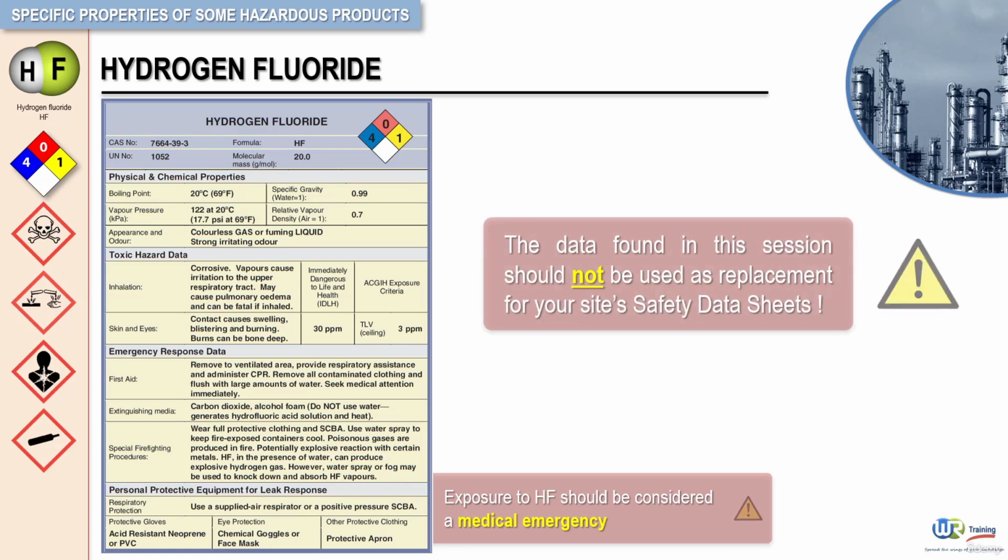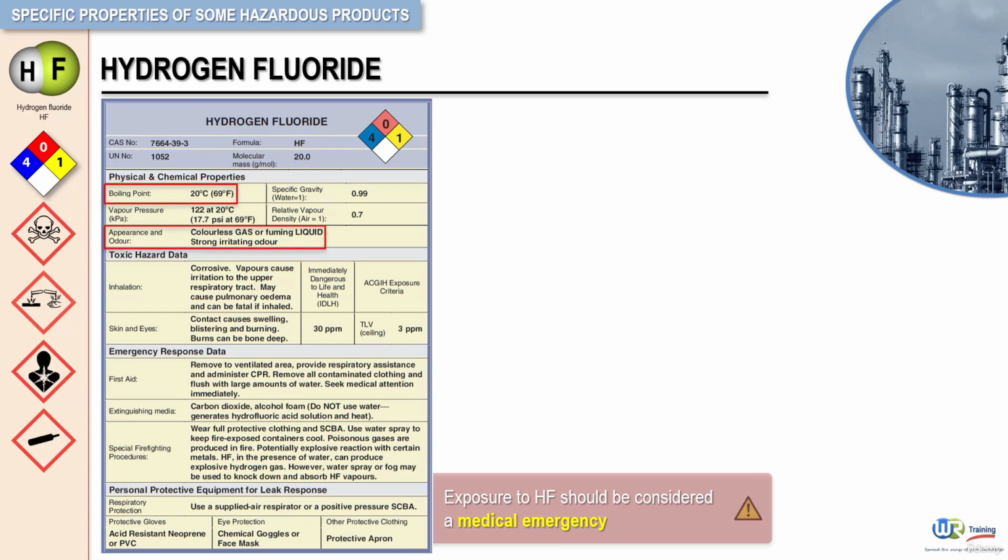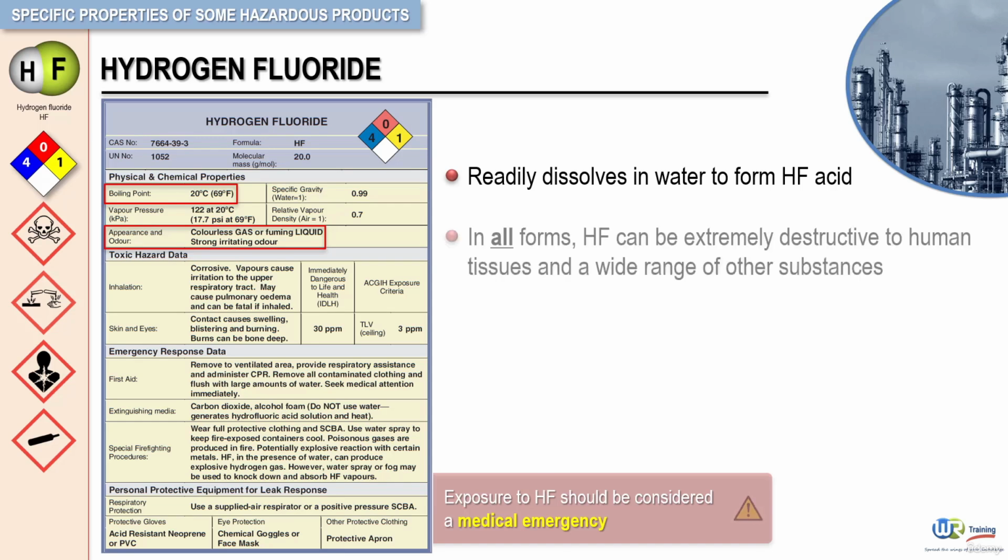safety data sheets. Hydrogen fluoride, or simply HF, is a colorless, corrosive gas above 20 degrees Celsius or 69 degrees Fahrenheit, and a clear, colorless, corrosive, fuming liquid at lower temperatures with an extremely irritating odor. It readily dissolves in water to form HF acid, which is also a colorless liquid that fumes in higher concentrations. Keep in mind though, in all forms, hydrogen fluoride can be extremely destructive to human tissues and a wide range of other substances, including most metals, concrete, and glass.